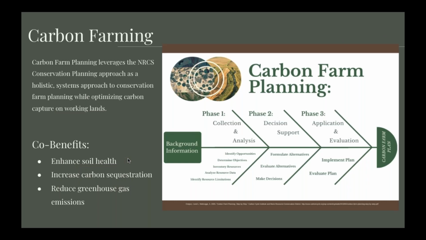And so just as a little introduction on carbon farming, the carbon farm planning curriculum leverages the NRCS conservation planning approach as a holistic systems approach to conservation farm planning, while viewing the landscape through a carbon lens, specifically to optimize carbon capture on working lands. With carbon as the central focus of planning, carbon farming has many co-benefits, including increased productivity and economic stability, improvements to soil health, water quality and retention, and nutrient management, as well as promising rates of carbon sequestration that can be accounted for in the Comet Farm tools, which is a key component of climate change mitigation.